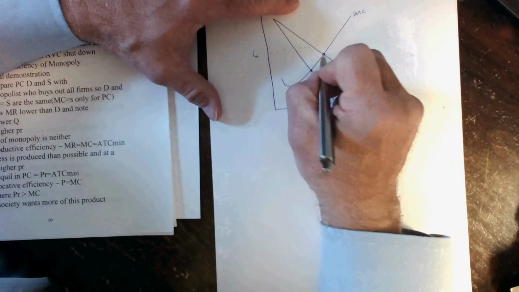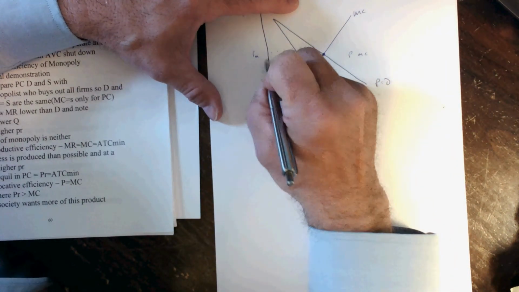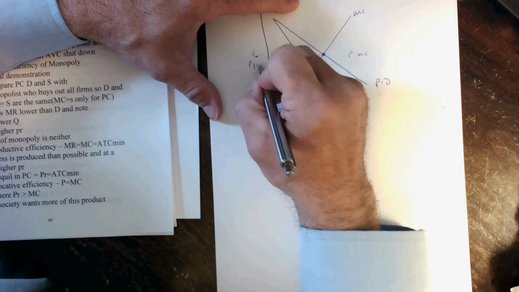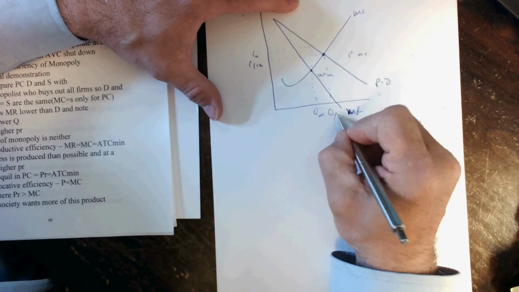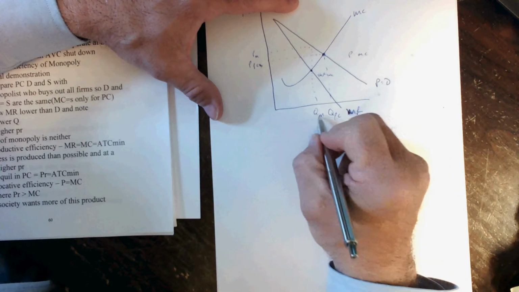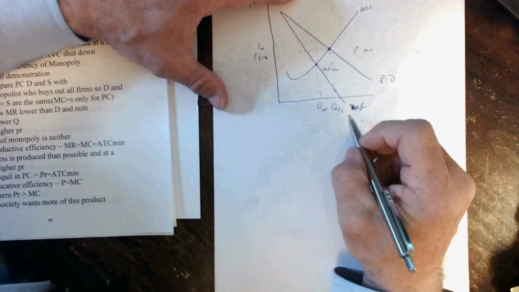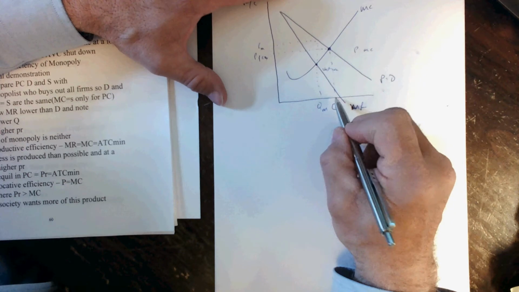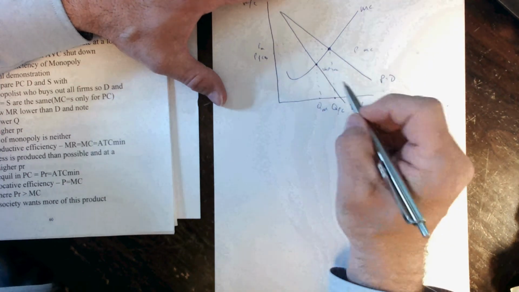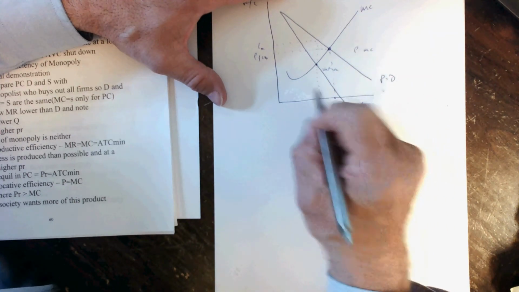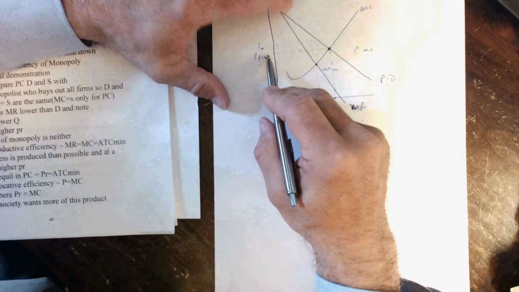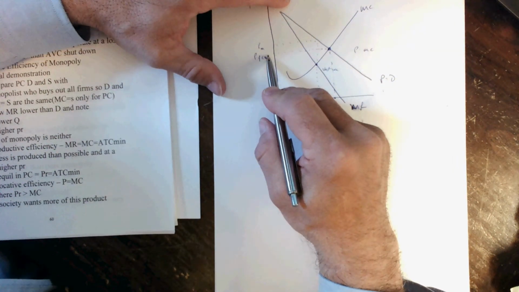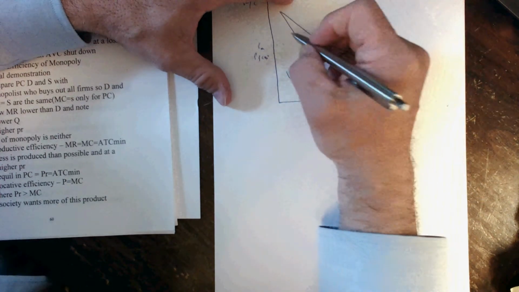So notice that for a pure competitor, quantity pure competitor will be greater than that of a monopolist, and price pure competitor will be lower. A pure competitor is going to do a better job of satisfying wants than a monopolist because it'll produce a greater quantity at a lower price. Okay, now let's shoot a cost curve in here.